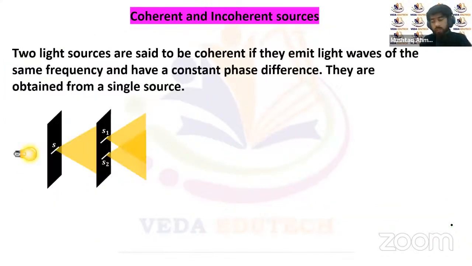Now let's talk about interference. For sustained interference to take place, we should have coherent sources. Let's discuss what actually coherent and incoherent sources are. So we have two light sources. They are said to be coherent if they emit light waves of the same frequency and have a constant phase difference between them.